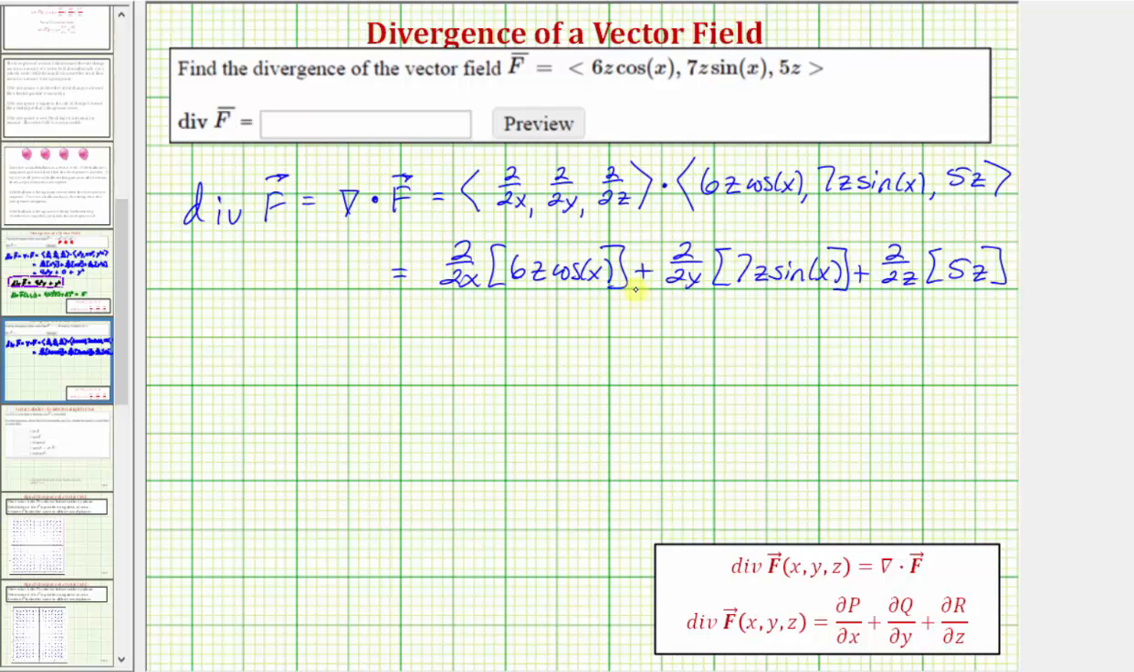So now let's find the partial derivatives. The partial derivative of 6z cosine x with respect to x is negative 6z sine x, plus the partial derivative of 7z sine x with respect to y would be 0, plus the partial derivative of 5z with respect to z would be 5. So the divergence of the vector field f is equal to negative 6z sine x plus 5.